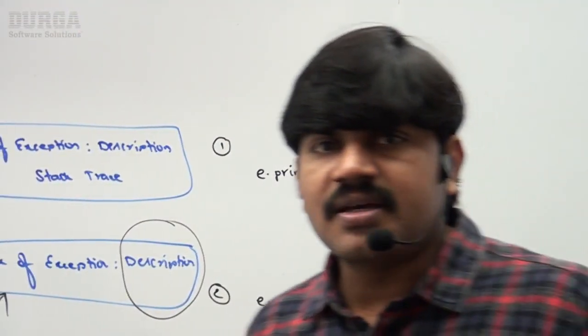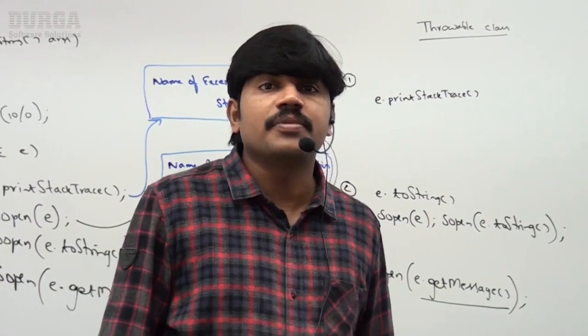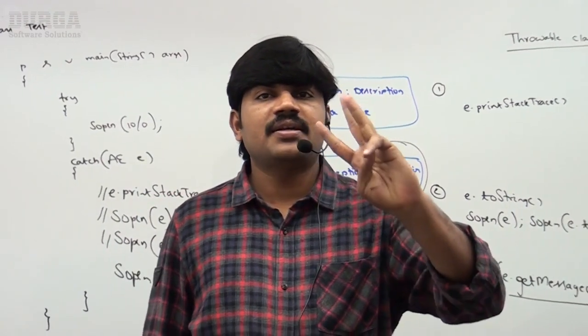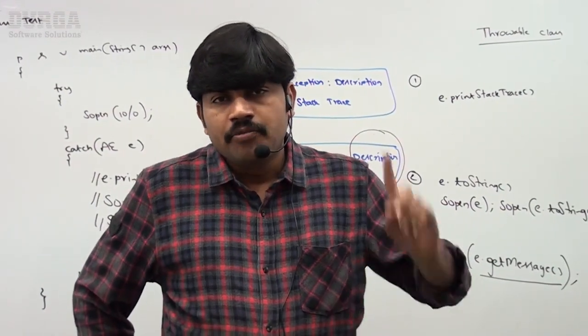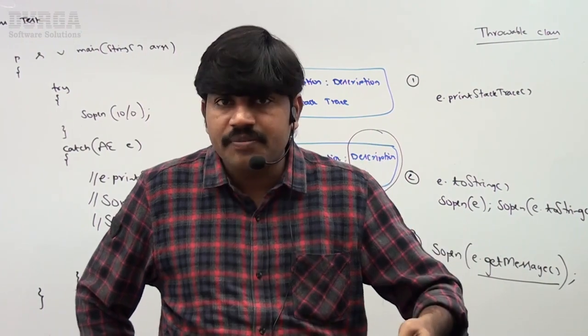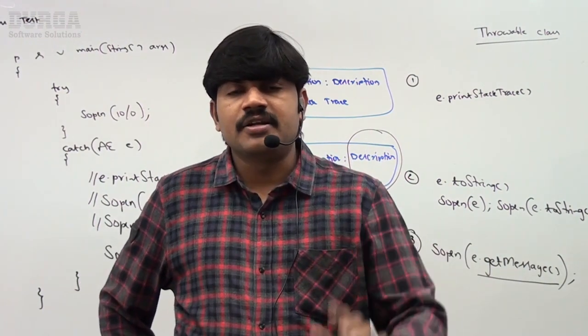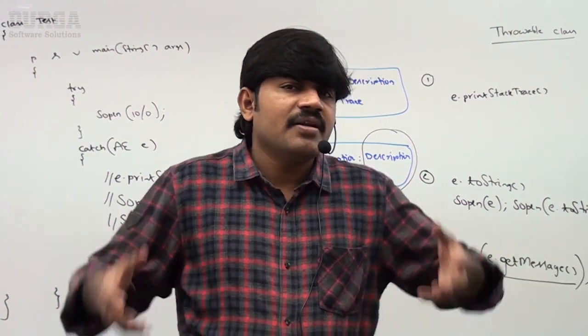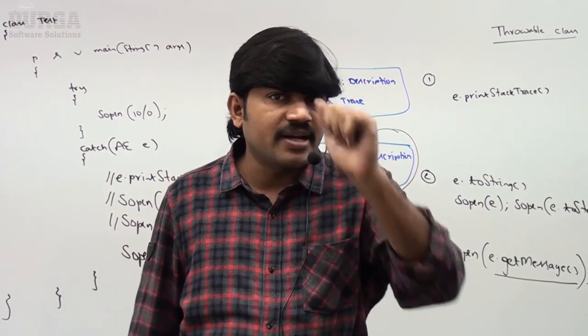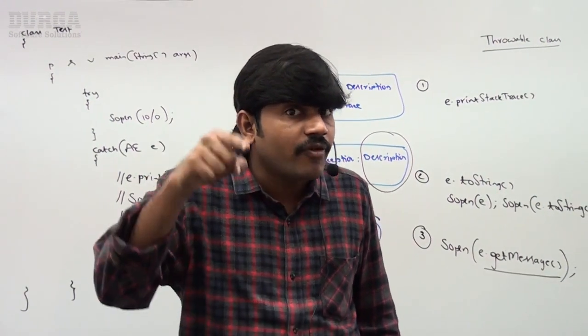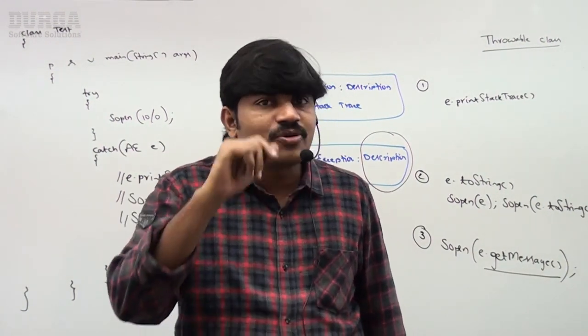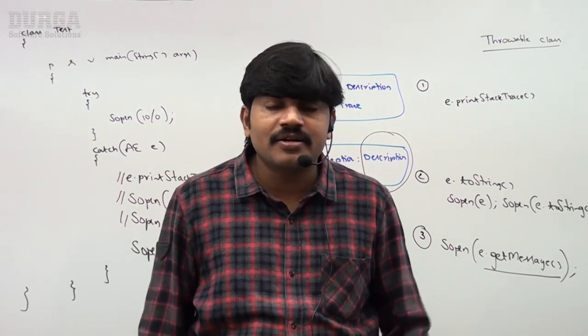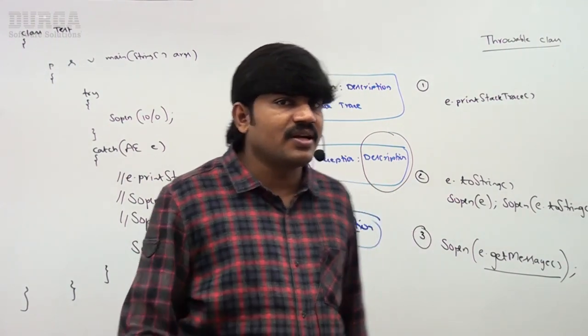That's all. So in total, how many methods are there to print exception information to the console? 3 methods are available. What are they? First, printStackTrace. Second, the toString method. Third, the getMessage method. Sir, which method will provide the most information? The printStackTrace method. That's why the default exception handler always uses the printStackTrace method to print exception information to the console.